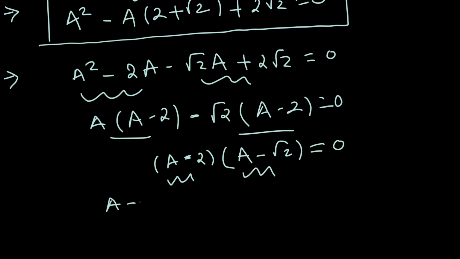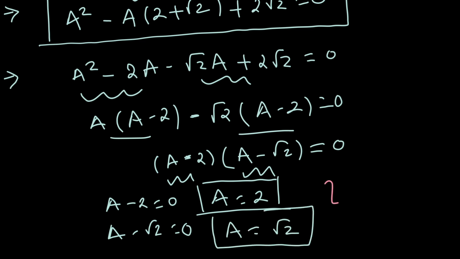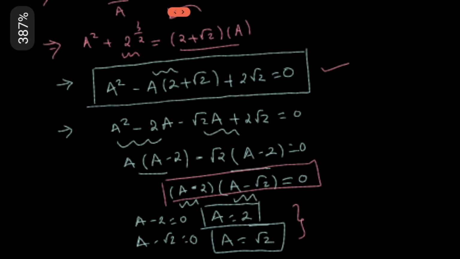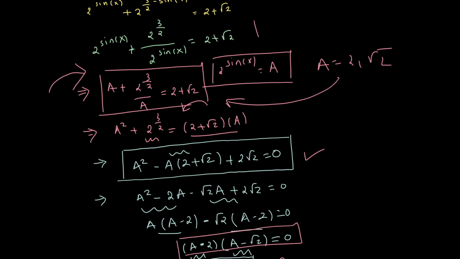So when we take a minus 2 equals 0, the value of a comes out to be 2. And when we take a minus square root of 2 equals 0, the value of a turns out to be square root of 2. So these are the two values of a that will satisfy this equation. This means a equals 2 comma square root of 2 ultimately satisfy this particular equation. Now how did we get this equation? We got this equation by substituting 2 to the power sin x equals a in this equation.